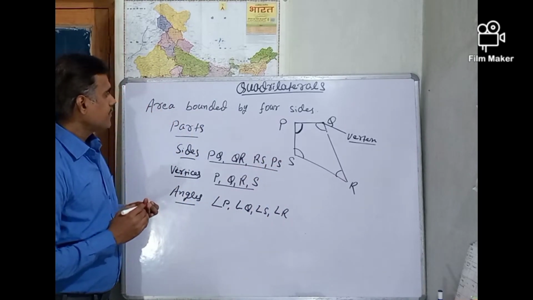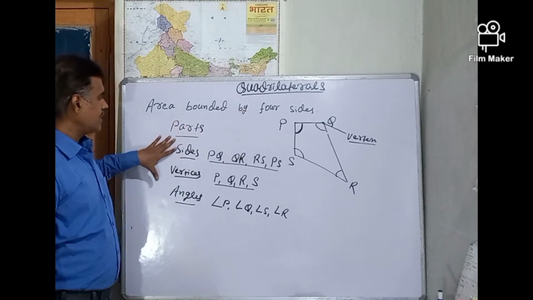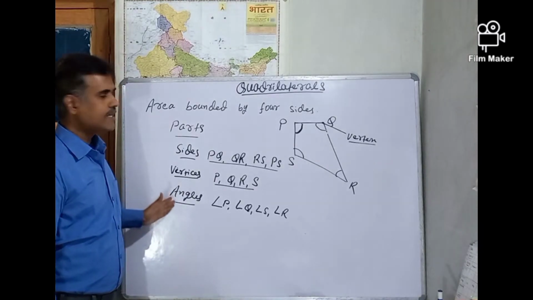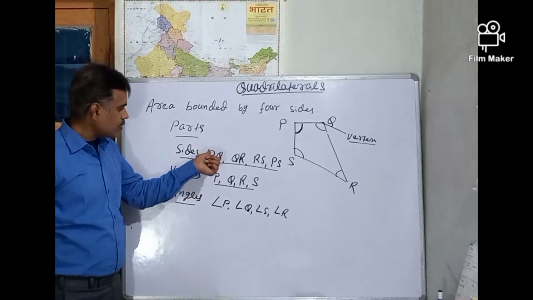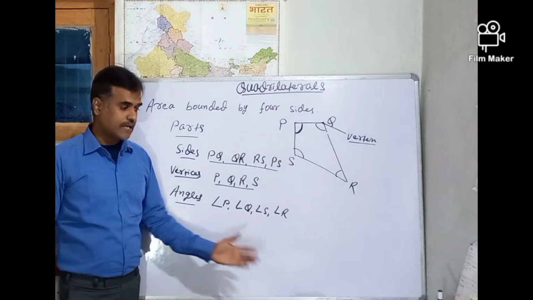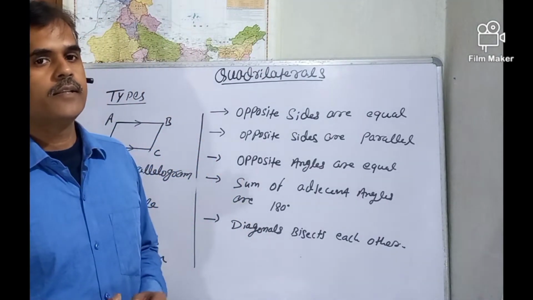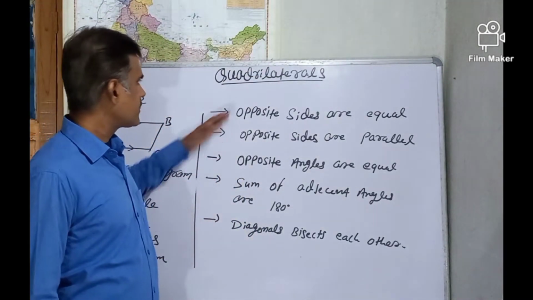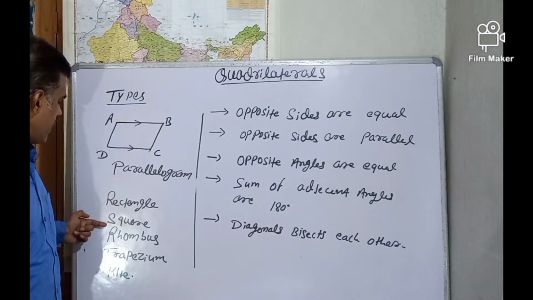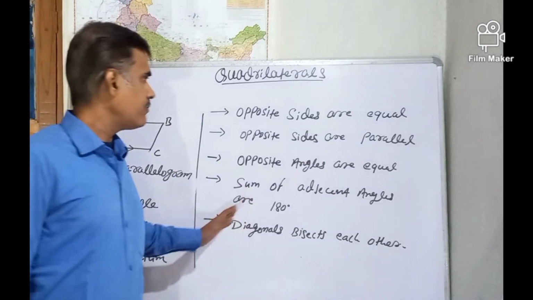So ultimately the conclusion is that there are three parts of the quadrilateral: sides, vertices and angles. On the basis of these parts, the quadrilateral can be divided into various types. Now we will see it one by one. So now we will see the types of quadrilateral. The quadrilaterals are of various types such as parallelogram, rectangle, square, rhombus, trapezium and kite. We will see one by one.